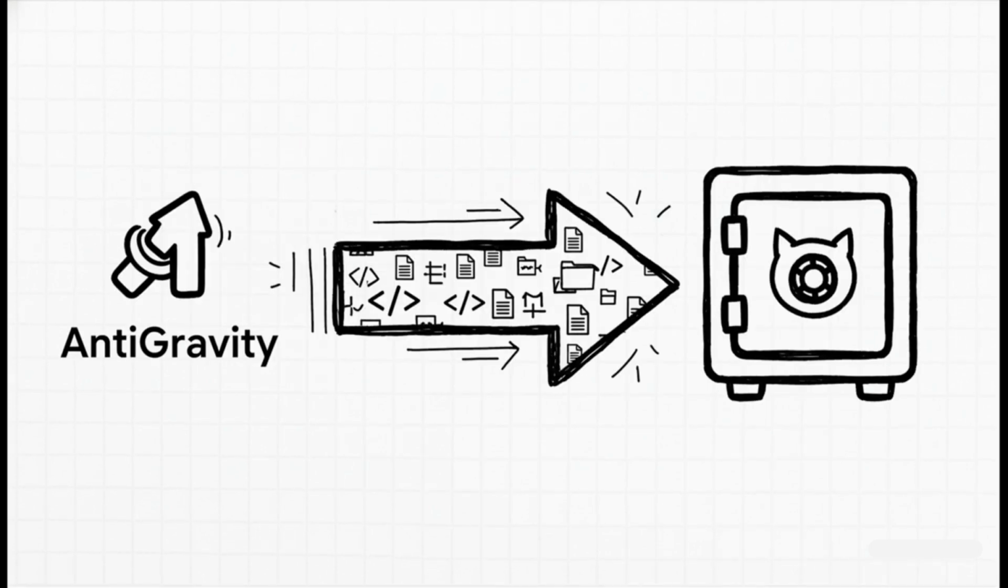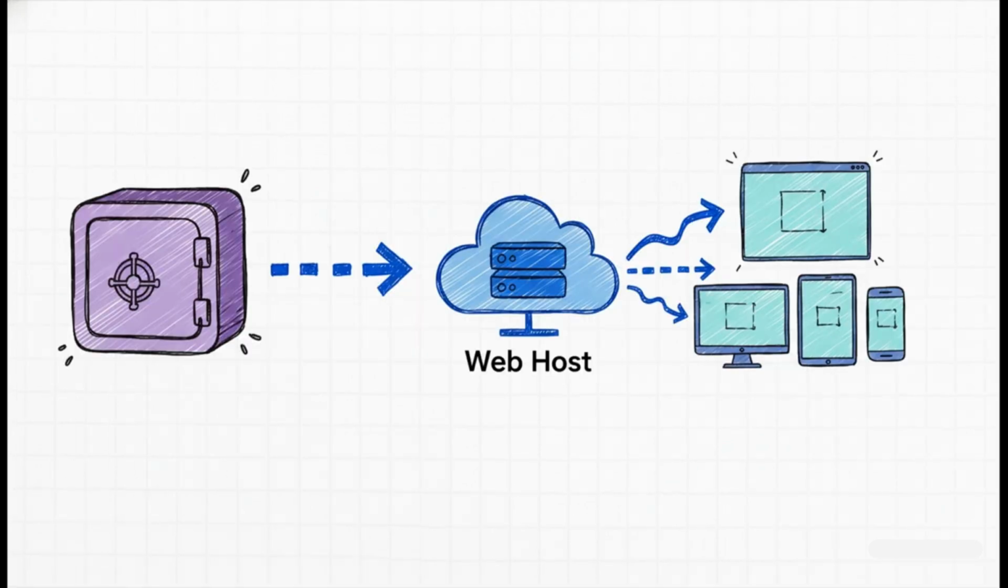Now, with that connection in place, the whole thing becomes automatic. As your AI agents finish their work, AntiGravity just pushes all the completed code and files straight into your GitHub repository. This basically acts as a safe, organized home for your entire project. And here's the final, beautiful handoff. Your web host, a service like Vercel that actually puts your app on the internet, is set up to just watch your GitHub for any changes. So the second that new code from AntiGravity hits GitHub, your host grabs it and immediately updates your live website.